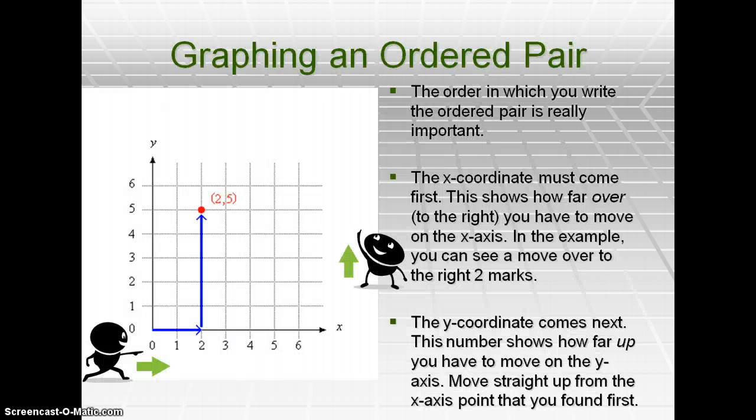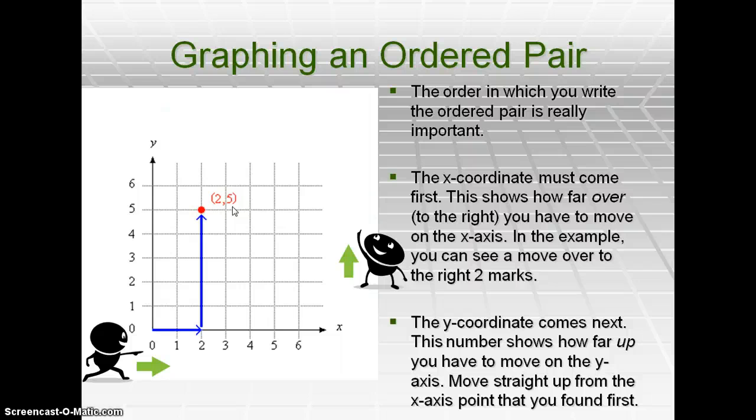So how do we graph ordered pairs? Well, as we mentioned before, we have the x-axis and the y-axis. This is an example of an ordered pair. The x-coordinate is listed first, followed by the y-coordinate. The order in which you write the ordered pair is really important. The x-coordinate must come first.